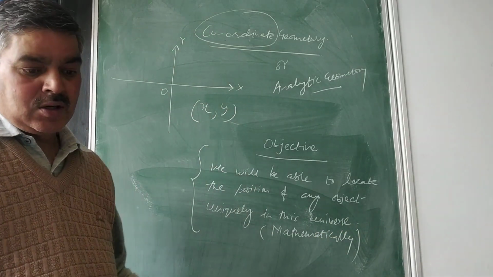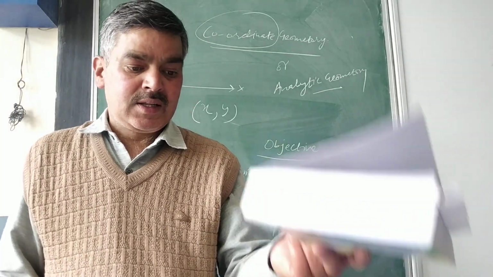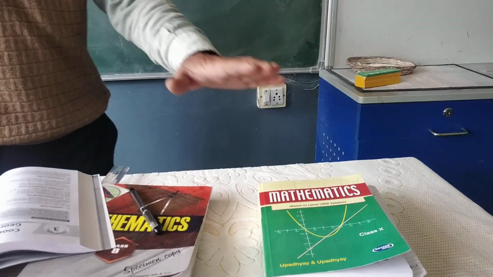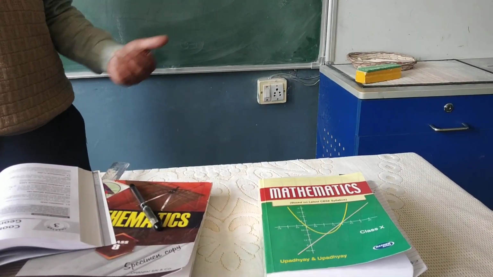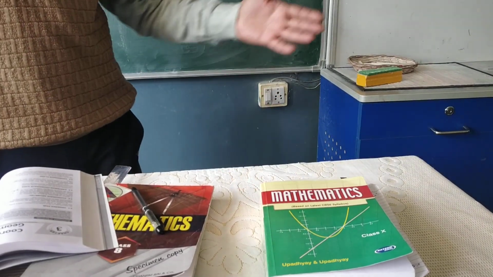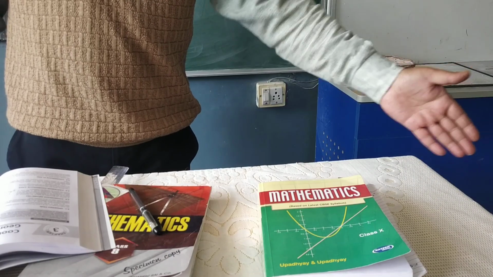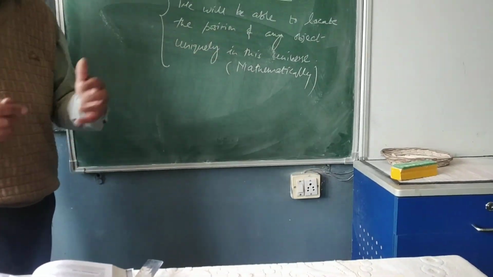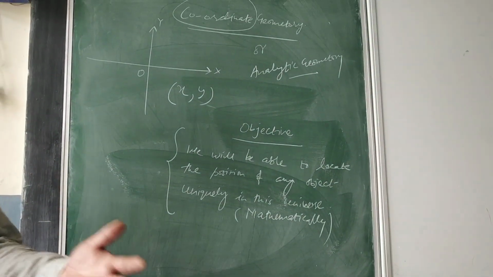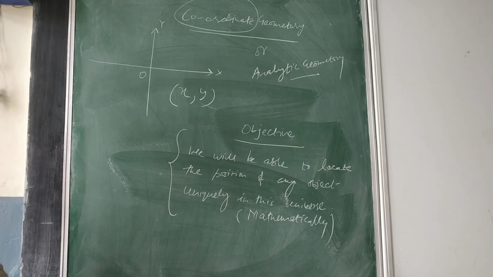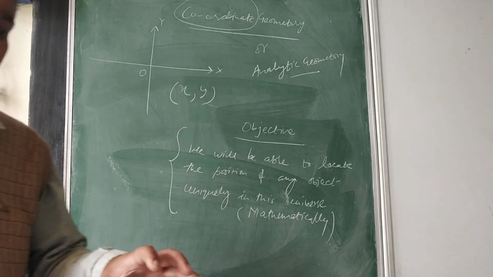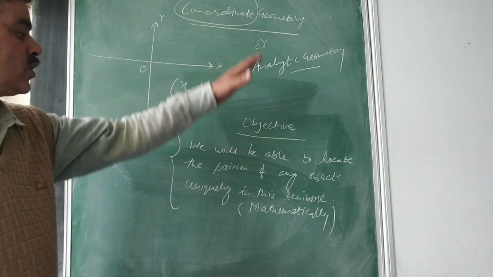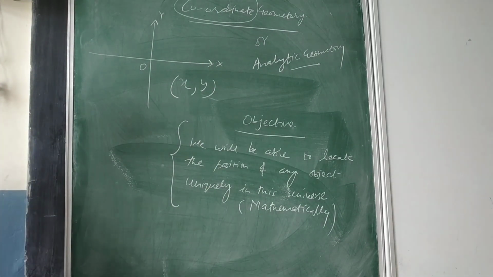Generally what happens? Suppose I am asking anybody, this book I have kept here on this table, where this book is lying. Most of the answers I will be getting: the book is lying on the table, or to the right edge of this table, or nearer to this corner or that corner. So number of answers as per their observations. Most of the times we are getting the correct answers. But mathematically, if I want to locate the position of this book exactly on this table, for that we are using this, that is called your coordinate geometry.